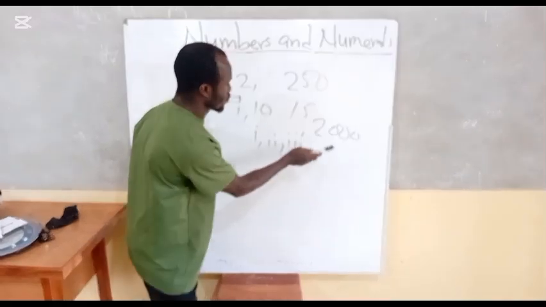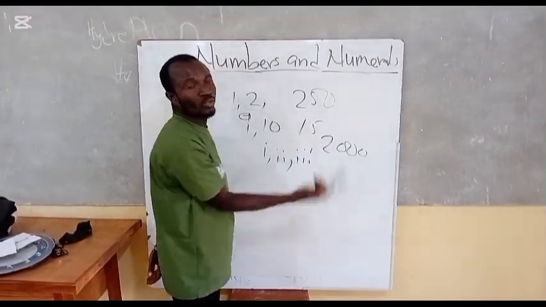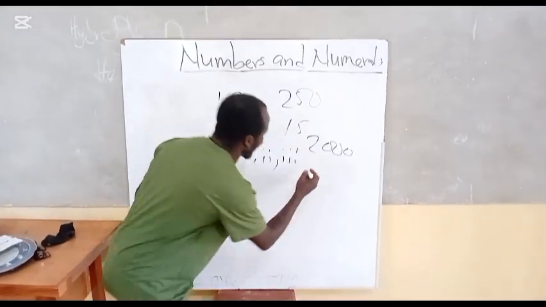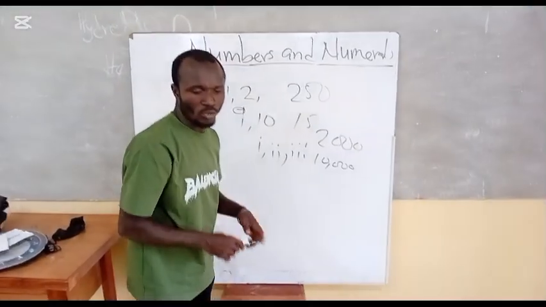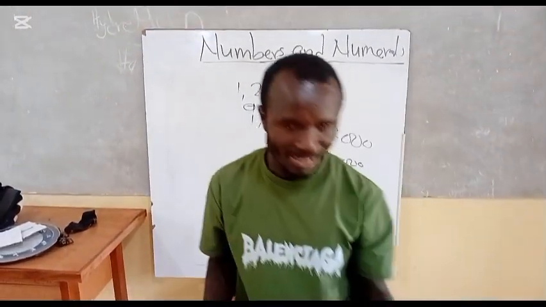So 2000, you have 2, then 0, 0, 0, making 2000. Have you seen it? So talk about 10,000, you still use the same numbers. So let me demonstrate the numbers to you. I have a numbers card, so let's see. I'm talking about these numbers.